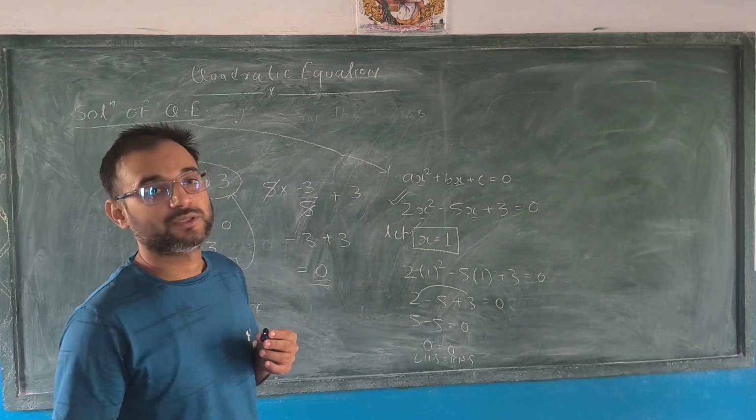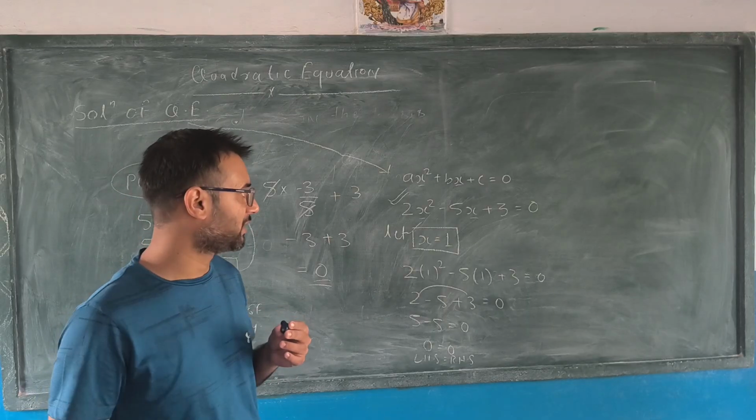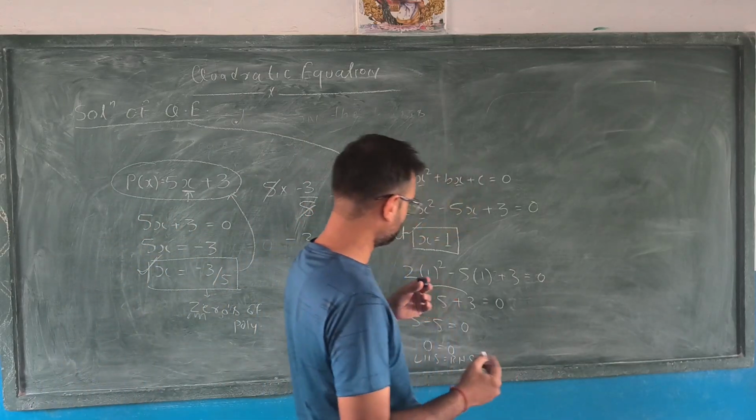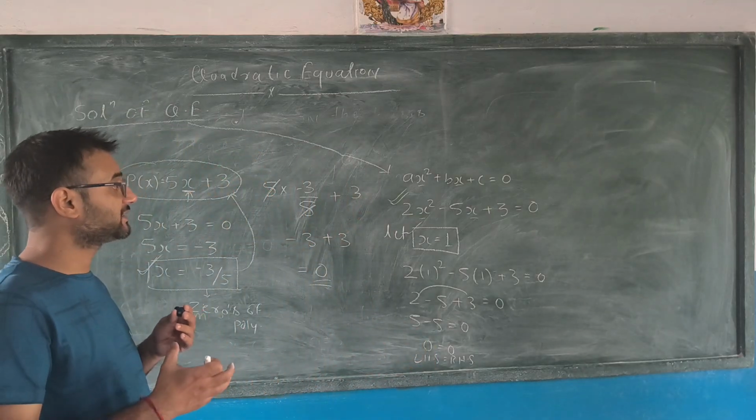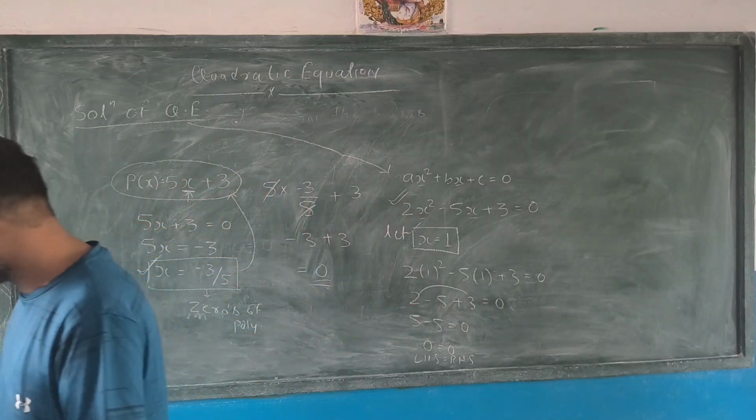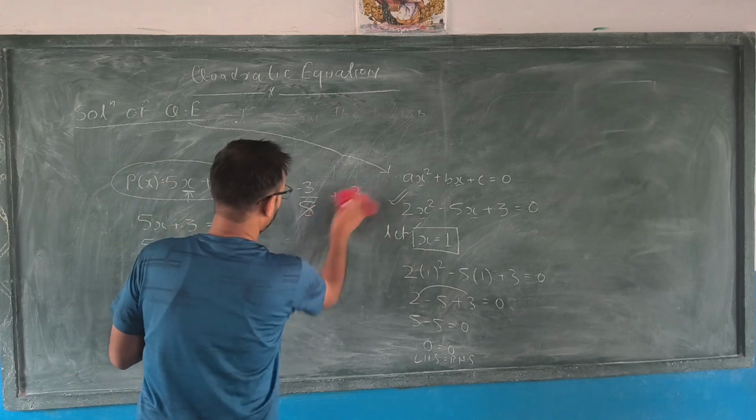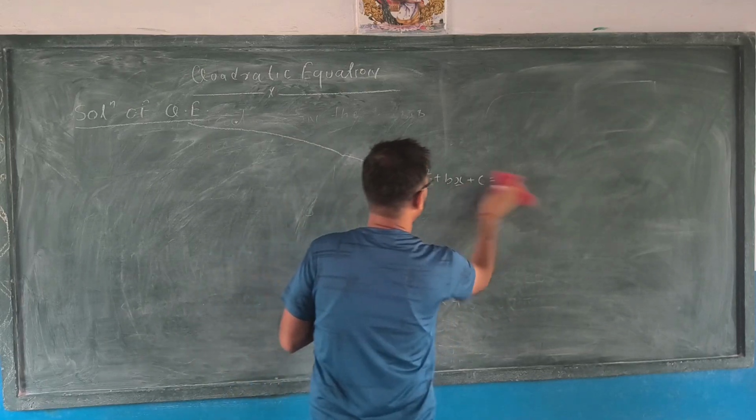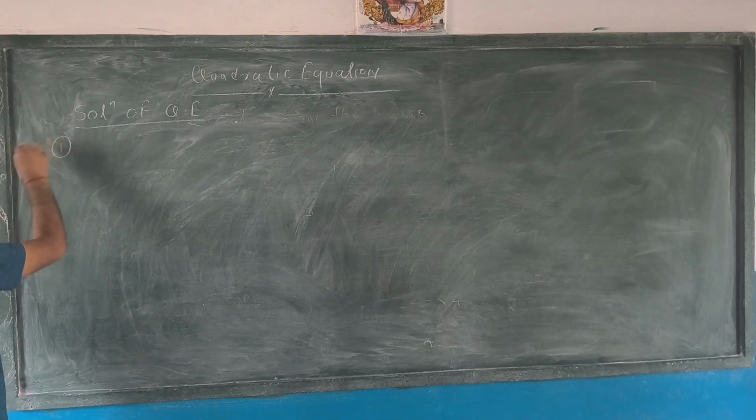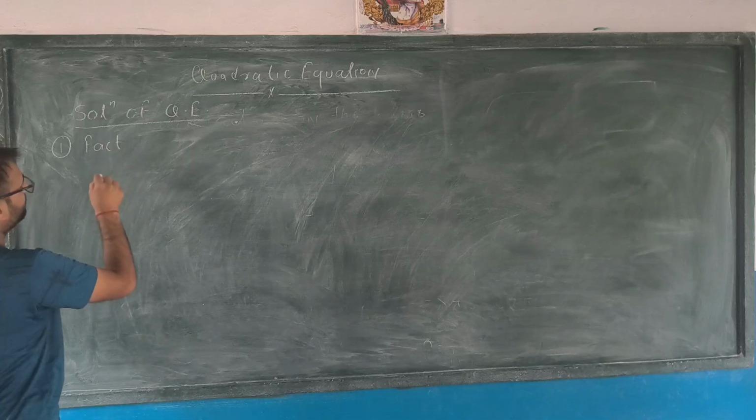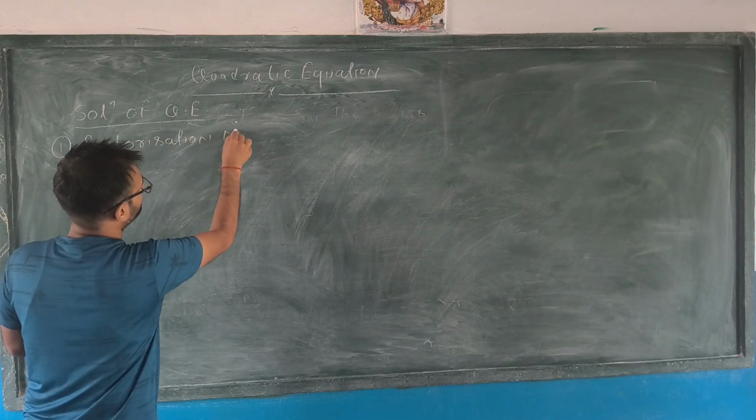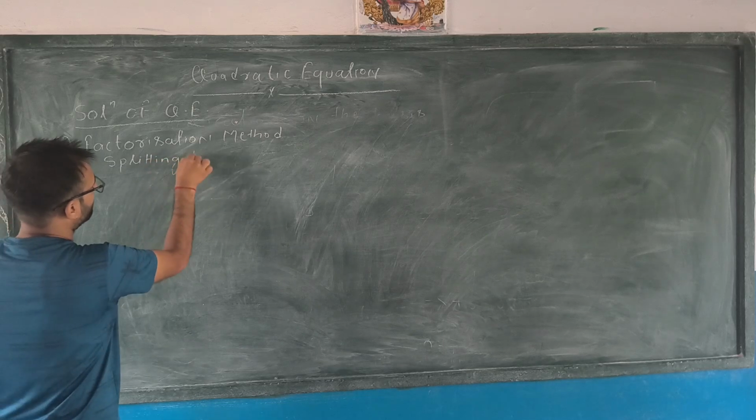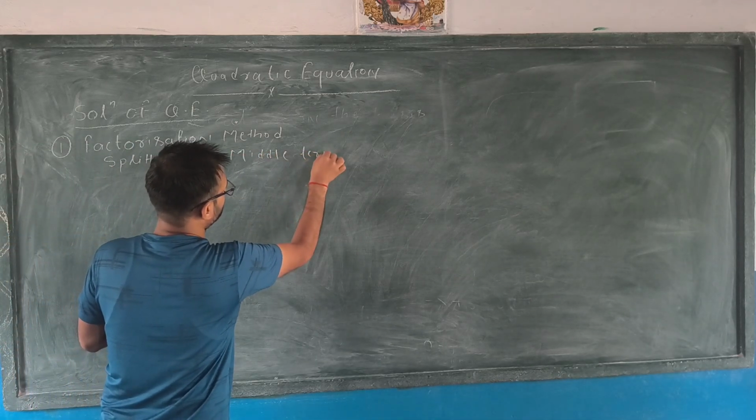Now the question is, how long will we keep guessing? There should be some further process, some method that can find the exact values of the quadratic equation. So in this concept, we study finding the solution of a quadratic equation. We have three types of methods. The first method is the factorization method, also known as splitting the middle term.